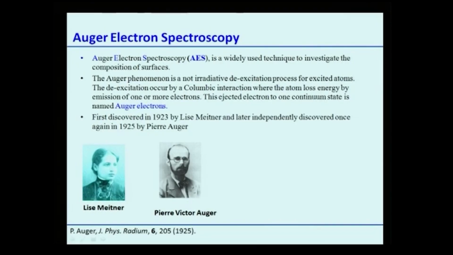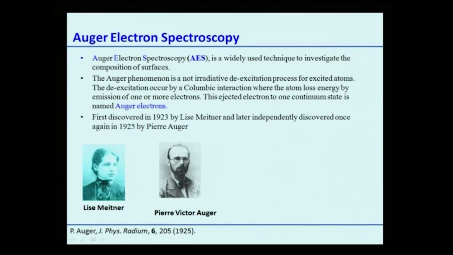As you know, Auger electron spectroscopy is a very widely used technique for surface characterization of materials. It is used to know the electronic states of different elements present on the surface. It can be used to measure compositions of the different elements on the surface.